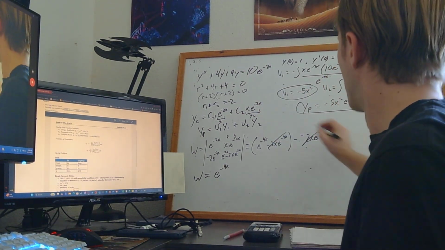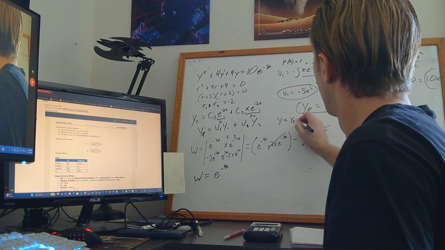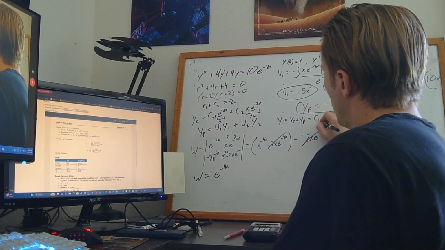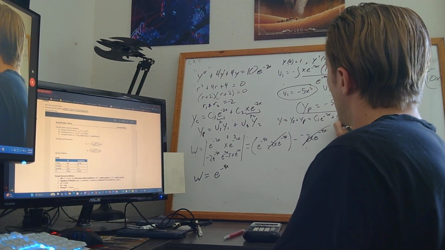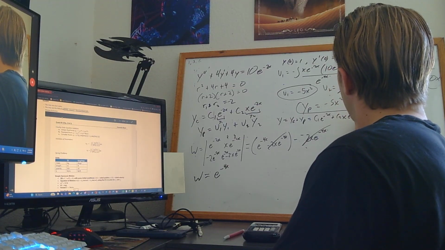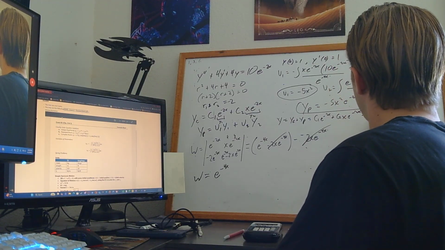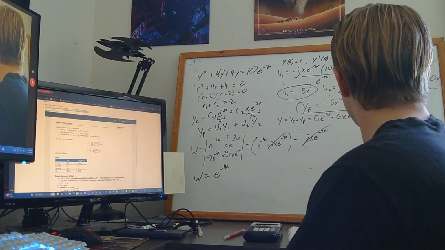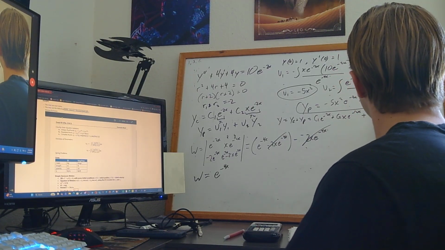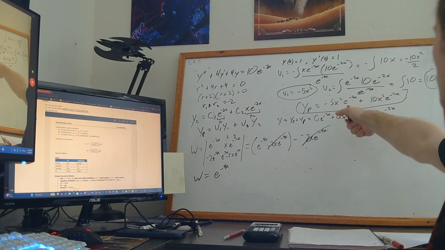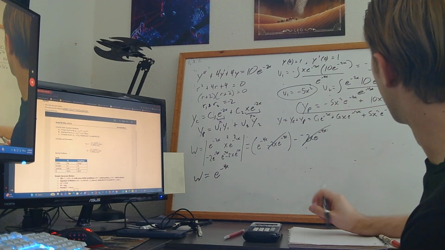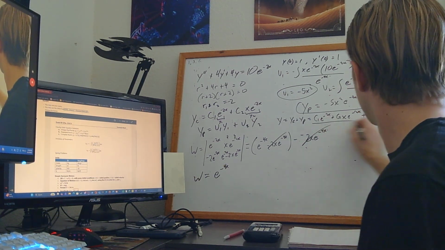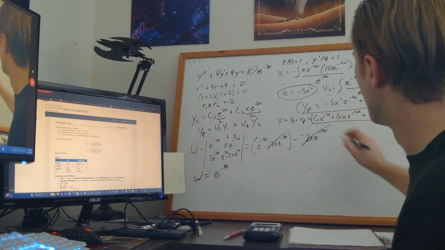So let's go and put that together. Oh, I can condense this actually. So that'll be plus 5x squared e to the minus 2x, because minus 5x squared e to the minus 2x plus 10x squared e to the minus 2x is just going to be 5. Okay, so that makes that a little bit easier. So that's our general solution right here.